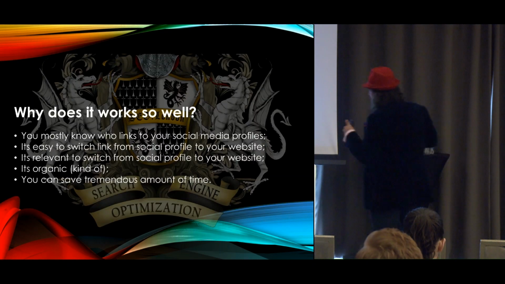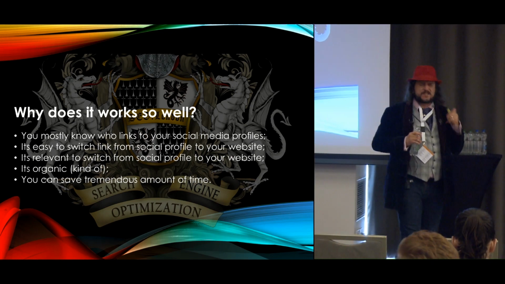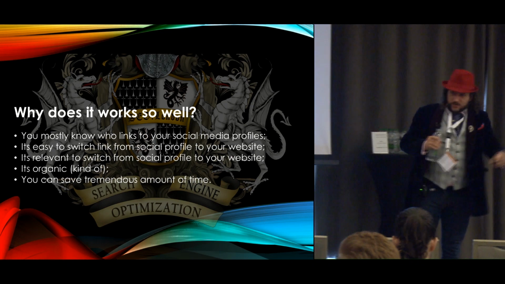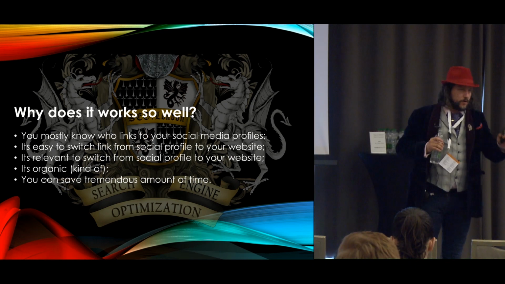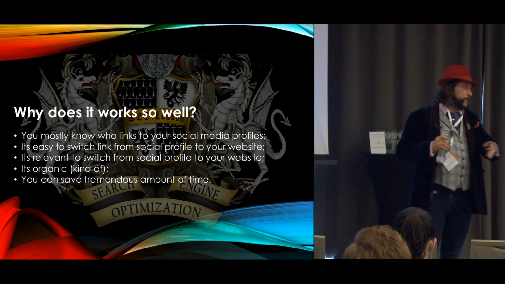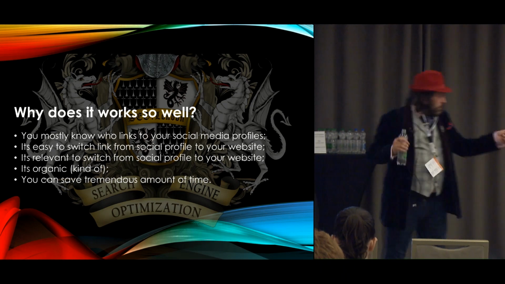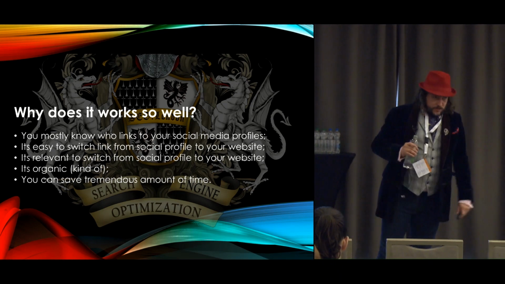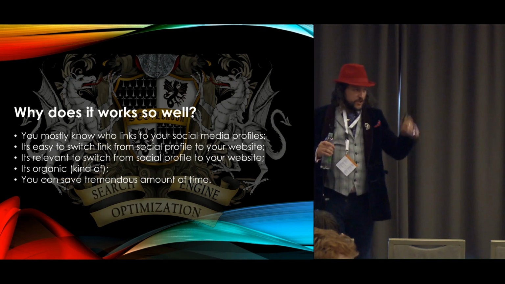First point, you mostly know who links to your social media profiles. There was definitely some relation. There was a conference, there was some kind of webinar, or maybe roundup, or maybe that's your colleague, maybe that's your friend, maybe that's your girlfriend. You don't even know that she linked to your LinkedIn profile, whatever. Second thing, it's easy to repoint that link. It doesn't cost much effort. It's just log into WP admin and change this link.